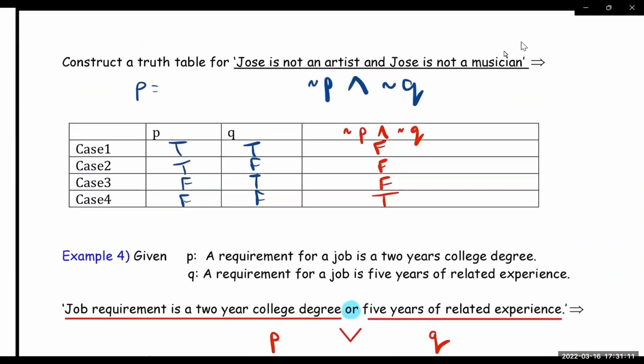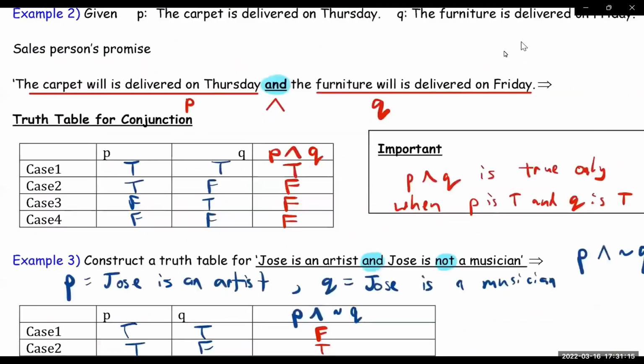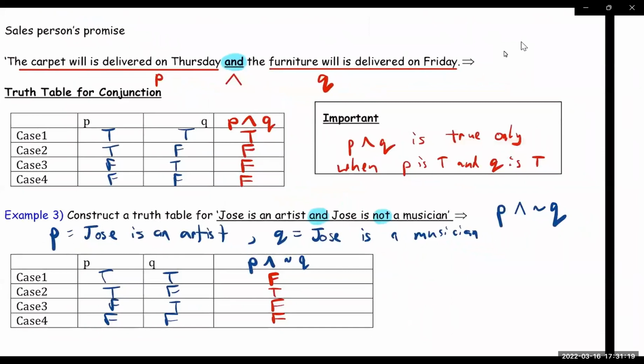Yeah, for and, the only time it's true is when both P is true and Q is true. So they both have to be true. Are you recording, Mr. Ornelas? Yeah, it's being recorded. So for the and, it's only true if they're both T's. Otherwise, if it's T and F, or F and T, or F and F, it's going to be false. So for ands, they both have to be true.